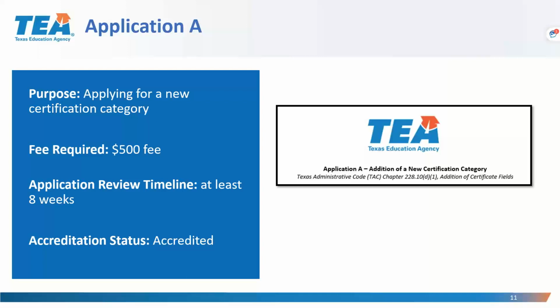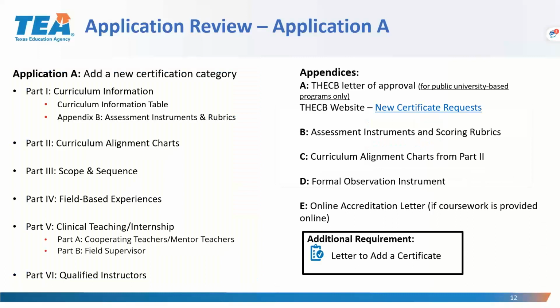Once the initial review is complete, the assigned program specialist will contact the program to discuss the application review findings. This is applicable for all application reviews. The program must be rated accredited to be eligible to apply to add a new certification category. Let's now take a look at the requirements found in Application A. Let's take a moment to review the information on this slide.